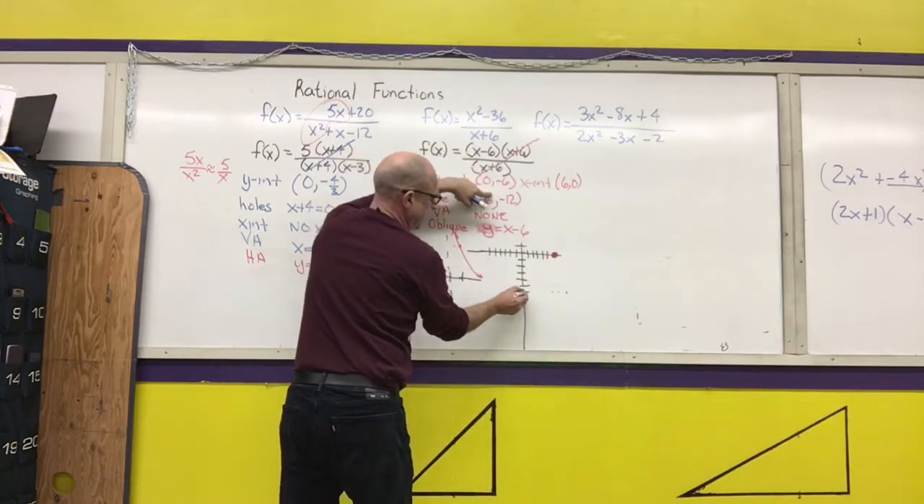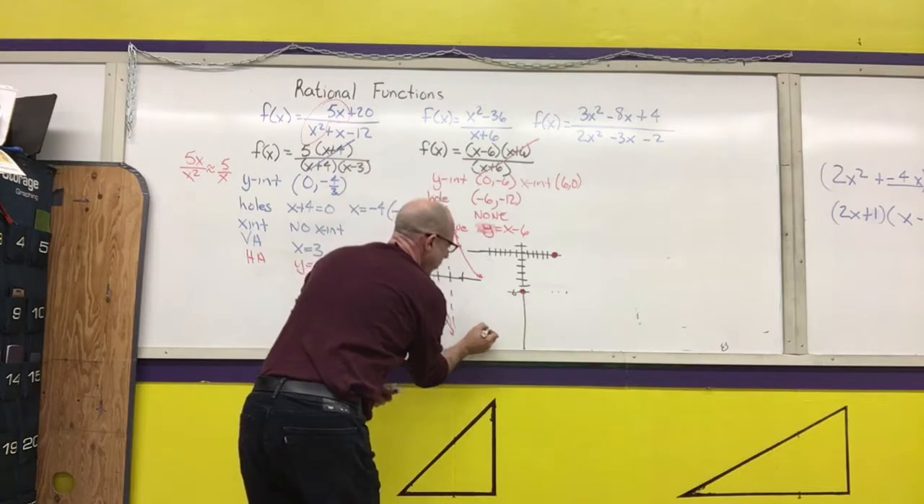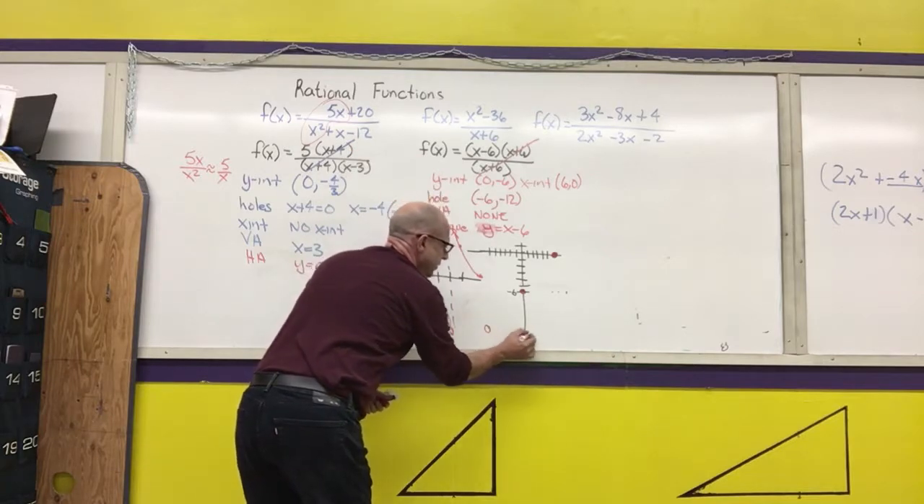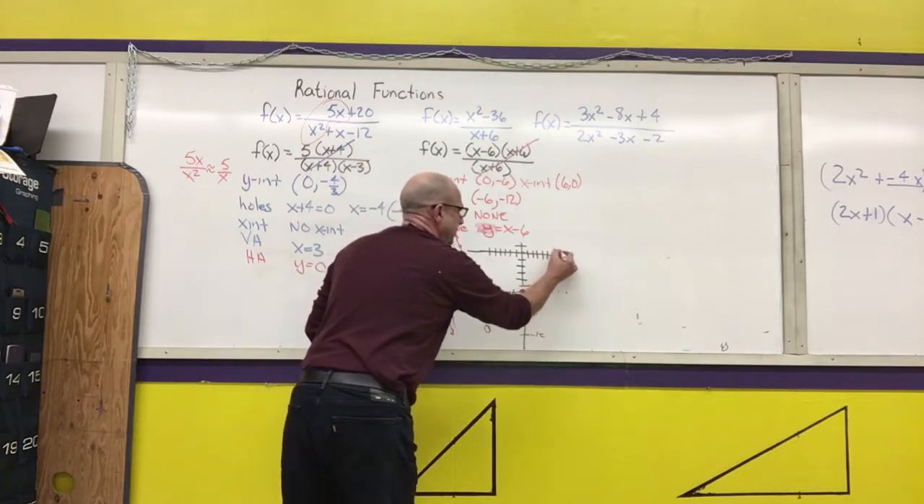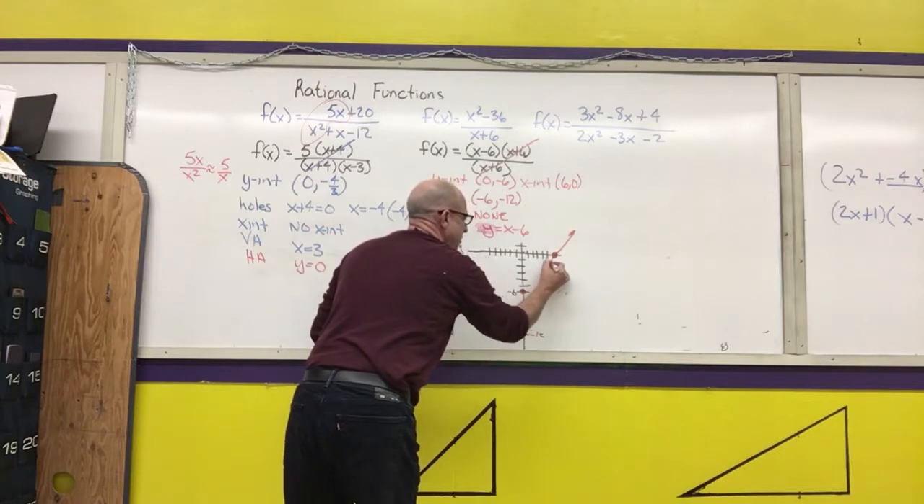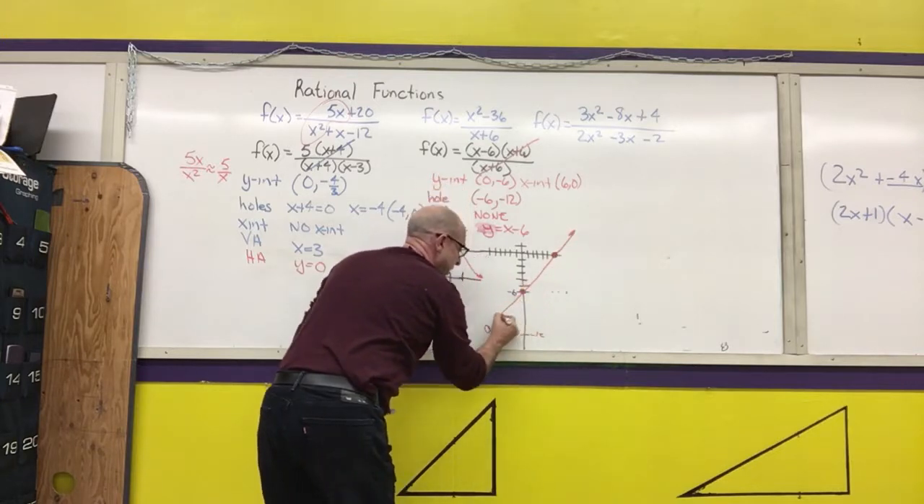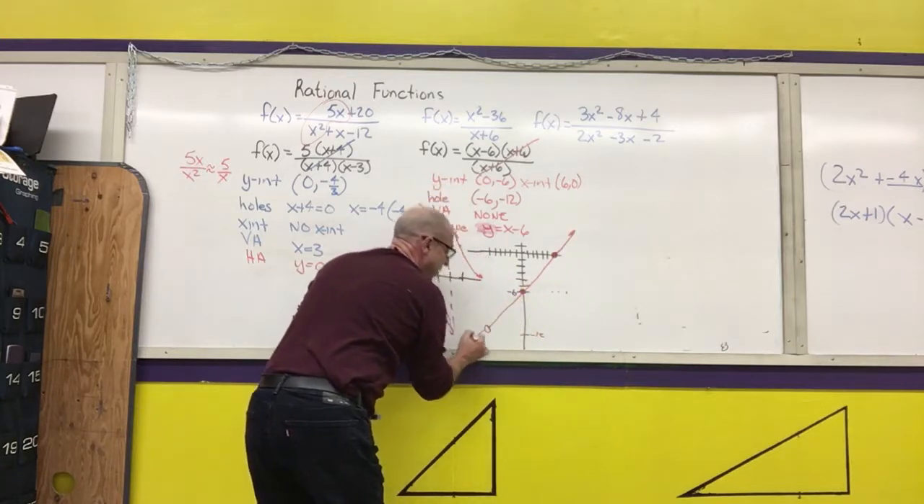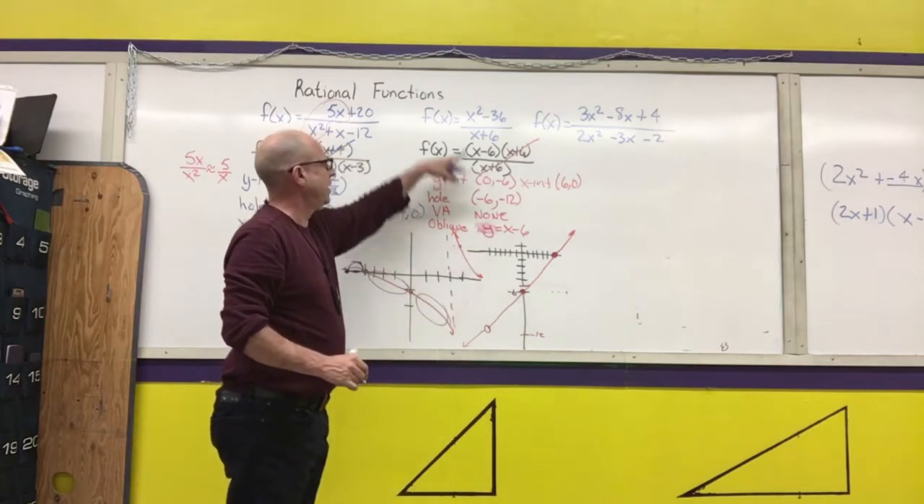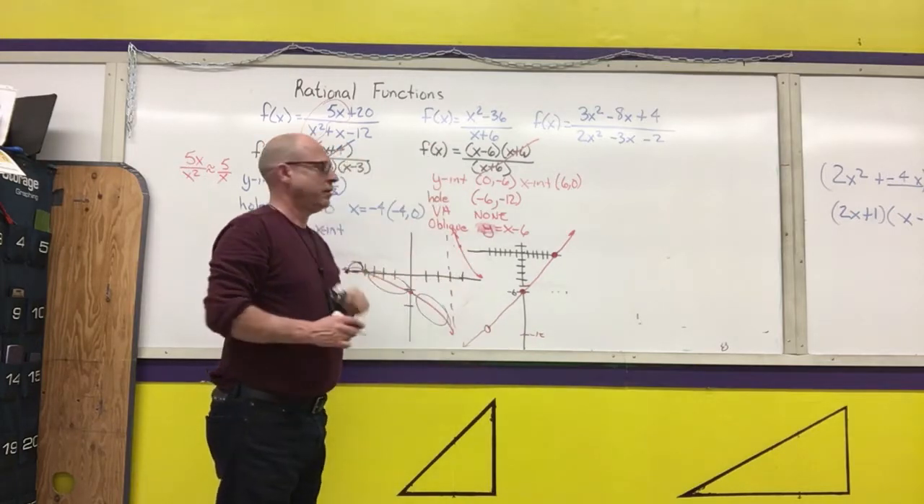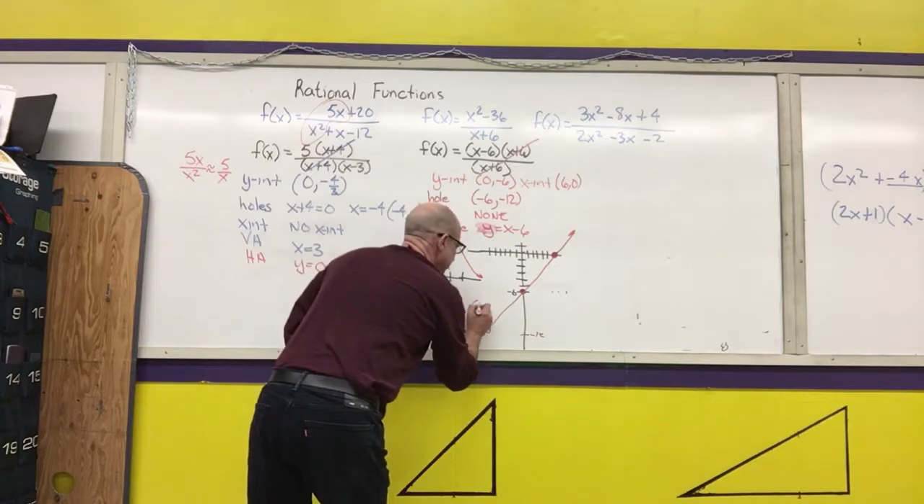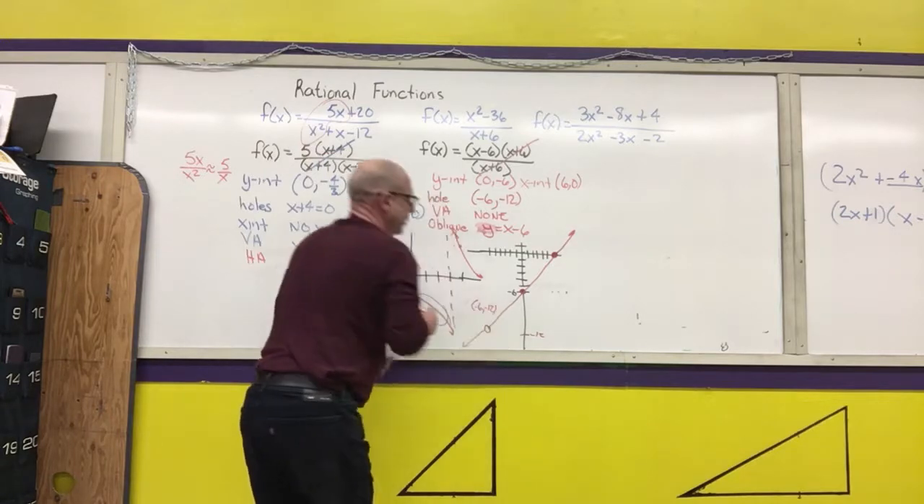I have a y-intercept here. I have a hole in my graph at negative 6, negative 12. My graph approaches the oblique asymptote of x minus 6, and really my graph is the graph of x minus 6 with a hole in it at the coordinates negative 6, negative 12.